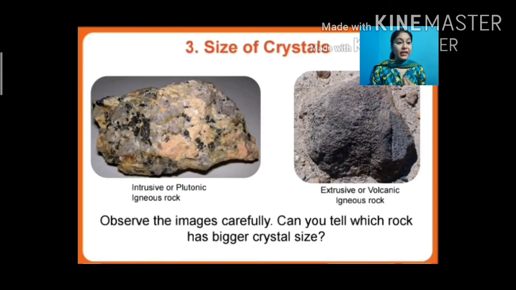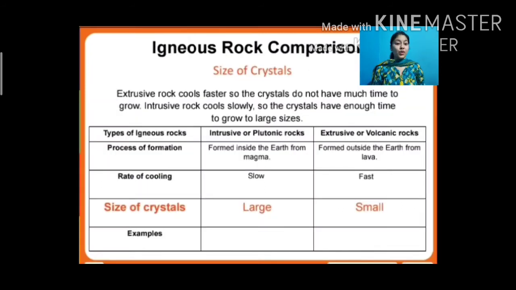Size of crystals. As you can see in the pictures, intrusive or plutonic igneous rocks, extrusive or volcanic igneous rocks. So observe the images carefully. Can you tell which rock has bigger crystal size? Intrusive rocks have large crystal size and extrusive rocks have small crystal size.